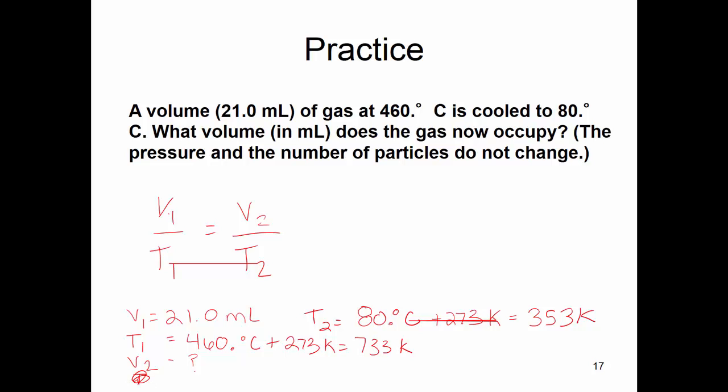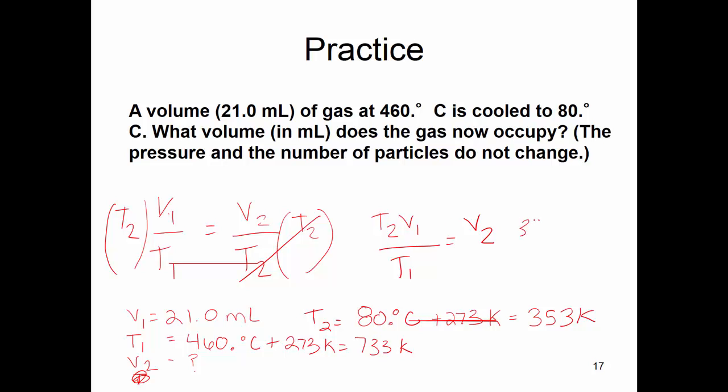So we have to rearrange the equation to solve for V2. To do that, we have to isolate V2 by itself. This is just algebra. So we get T2 times V1 over T1 equals V2. So let's plug in. T2 is 353 Kelvin.